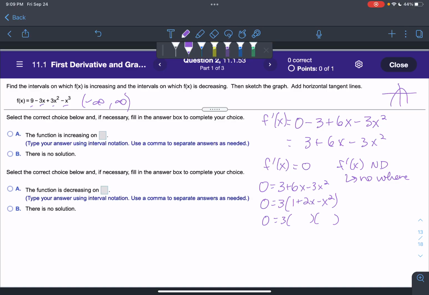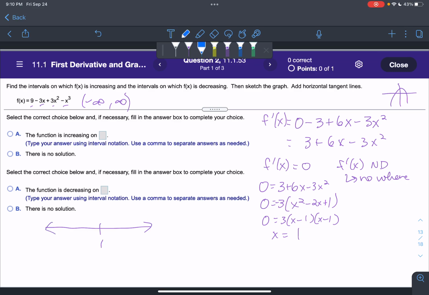Let's factor out a negative 3. And so that will make our x squared positive. x squared minus 2x plus 1. And so this factors as (x minus 1)(x minus 1). So I have the partition number for f prime as x equals 1. Let's create a sign chart as we did in the previous question.